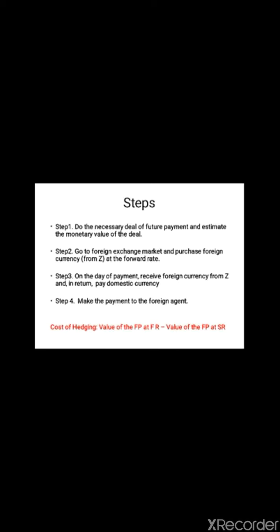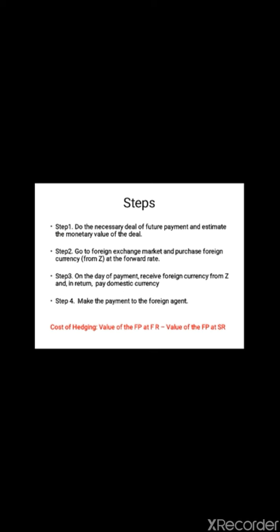I told you the meaning of forward market, but now let's try to understand the process. So there are some steps. Step number one is the same as the first step that we have in the spot market. You have to first estimate how much money you have to pay in terms of foreign currency and what is the value of that currency in terms of domestic currency. And also you have to know in advance exactly on what date you have to make this payment. So these are the estimates that you have to do at first.